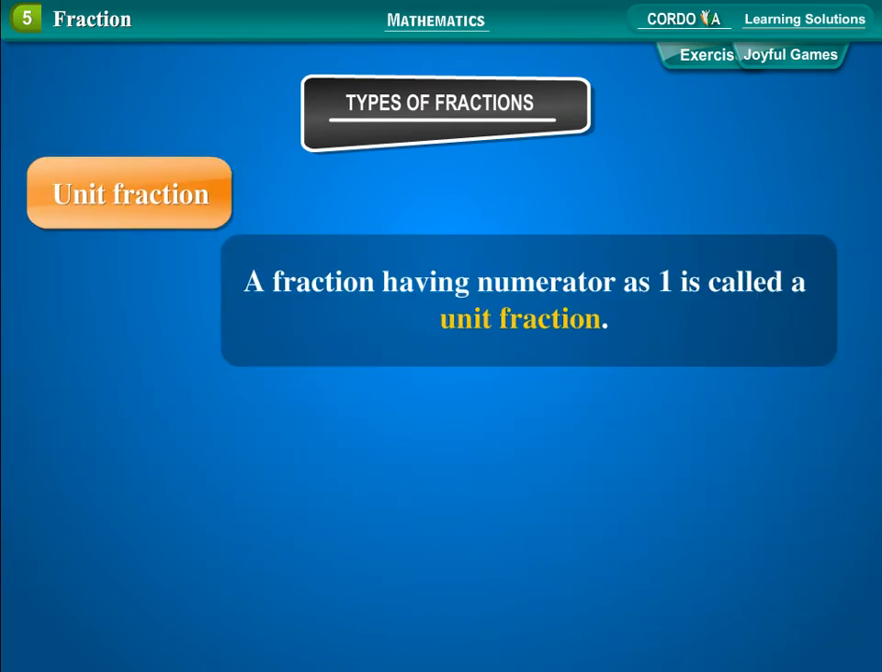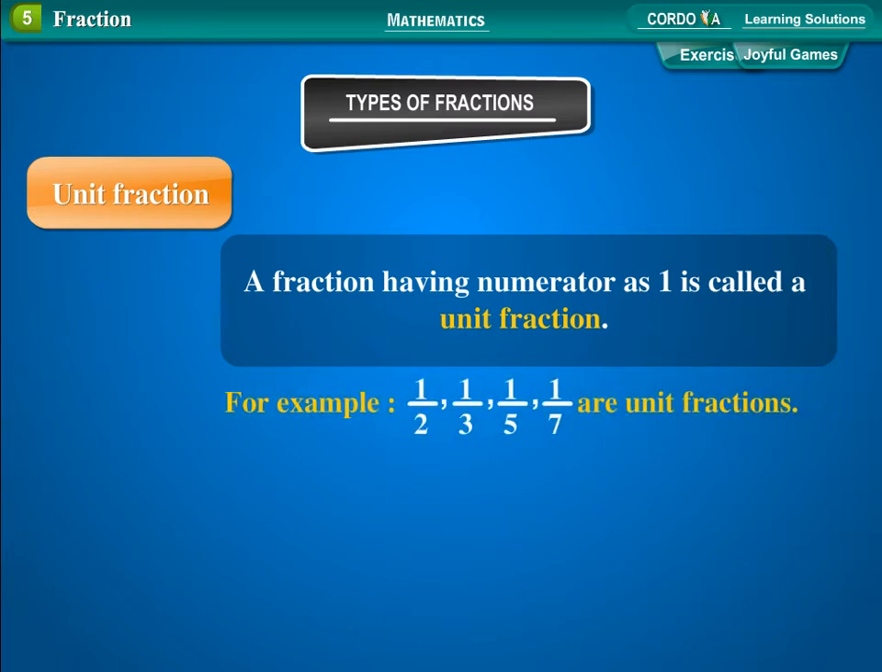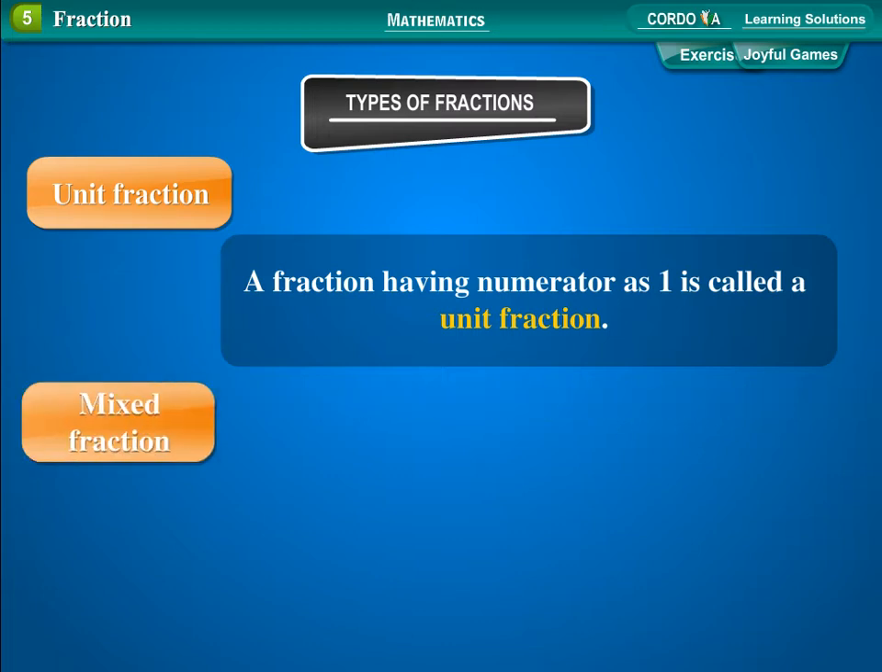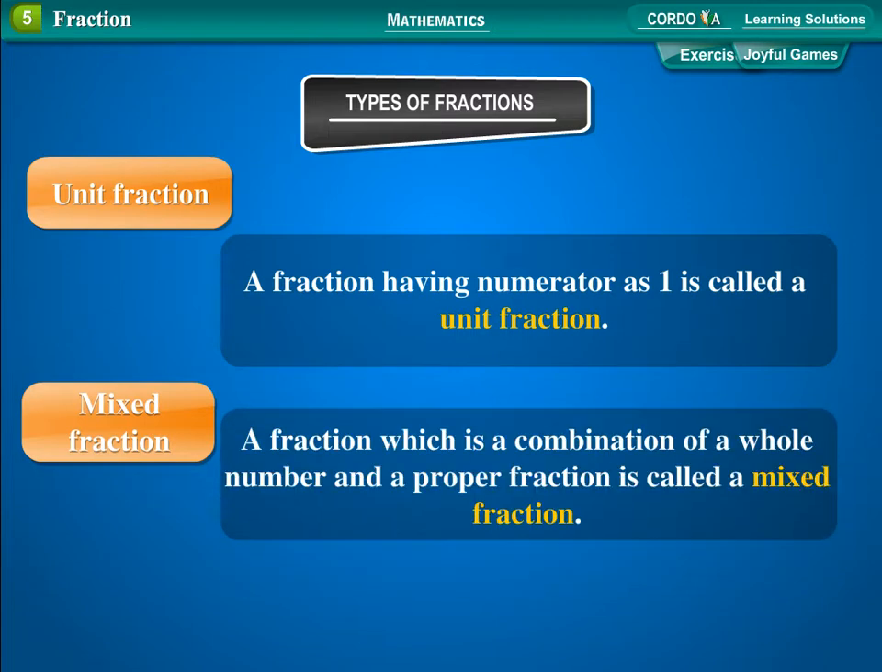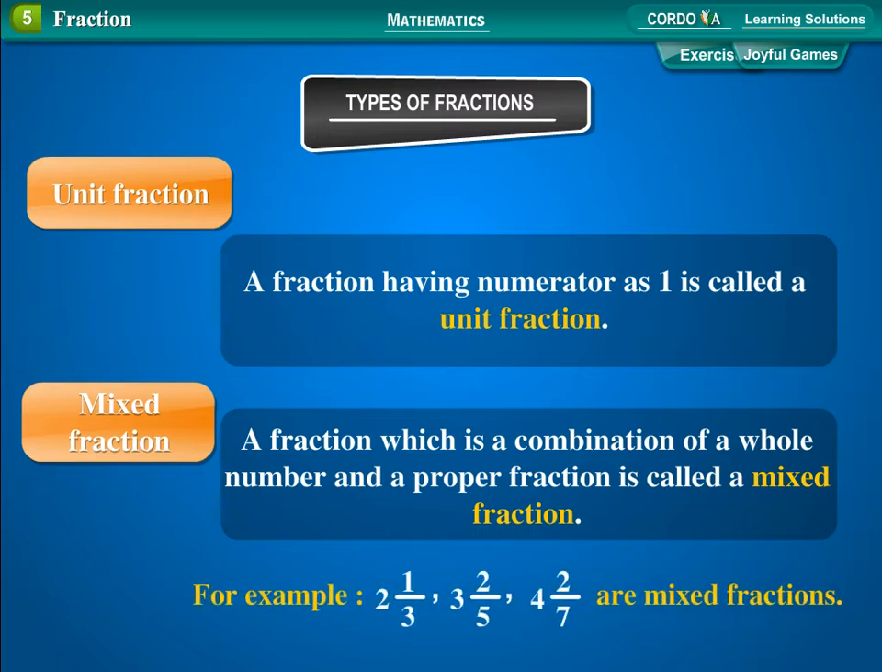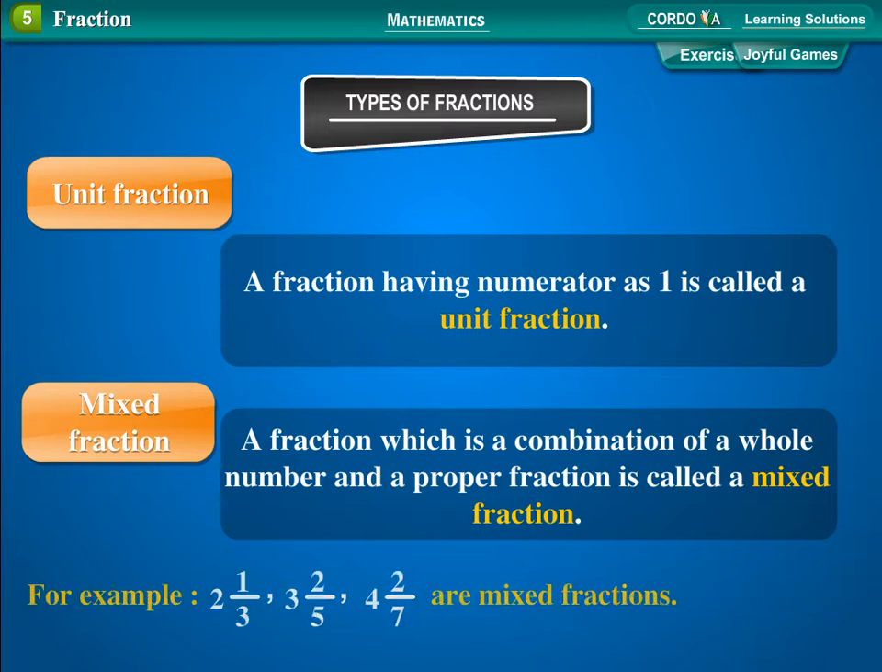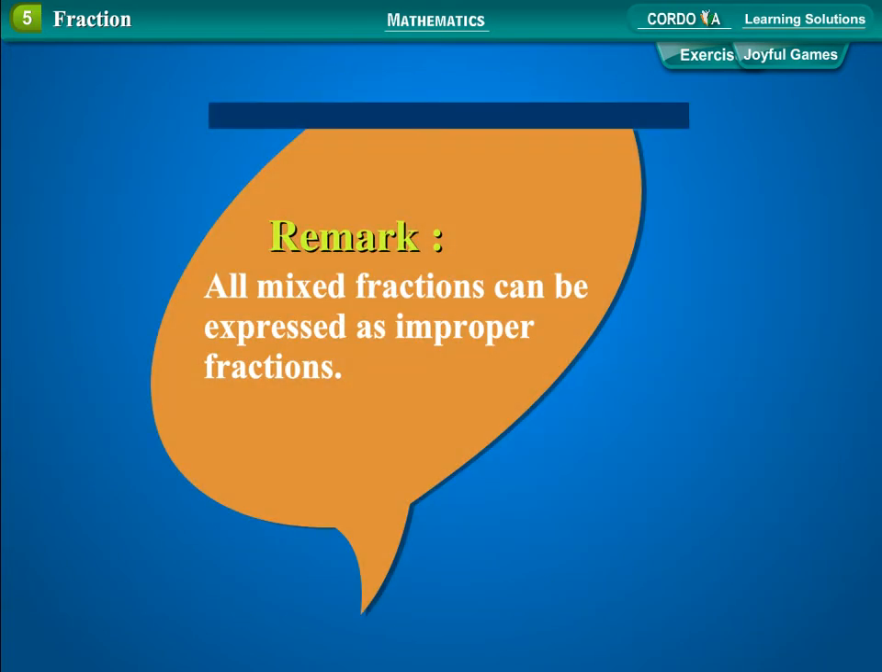Unit fraction. A fraction having numerator as 1 is called a unit fraction. For example, 1/2, 1/3, 1/5, 1/7 are unit fractions. Mixed fraction. A fraction which is a combination of a whole number and a proper fraction is called a mixed fraction. For example, 2 and 1/3, 3 and 2/5, 4 and 2/7 are mixed fractions. All mixed fractions can be expressed as improper fractions.